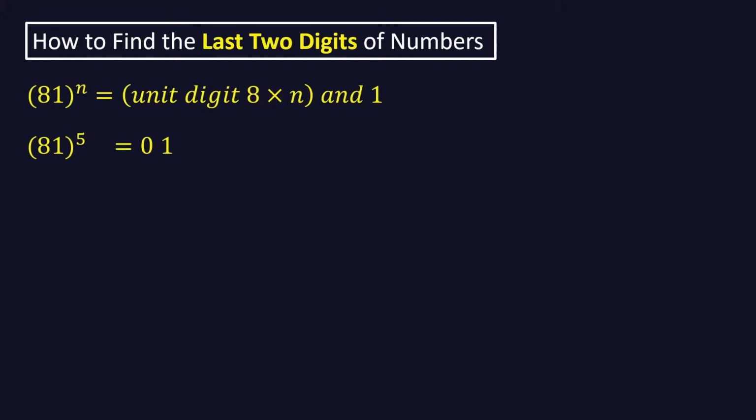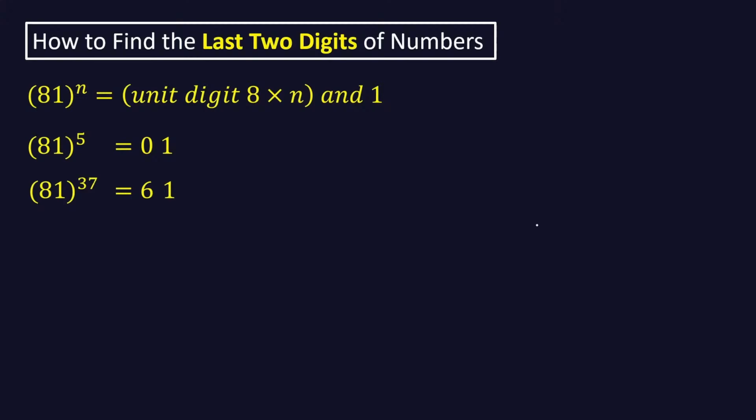Let me take another example. 81 to the power 37. First you multiply 37 with 8 and take the unit digit. So we are getting 296 when 8 is multiplied with 37. So take the unit place digit, which is 6, and simply give a 1 at the last. So you are going to get the last two digits of 81 to the power 37, which gives us 61.